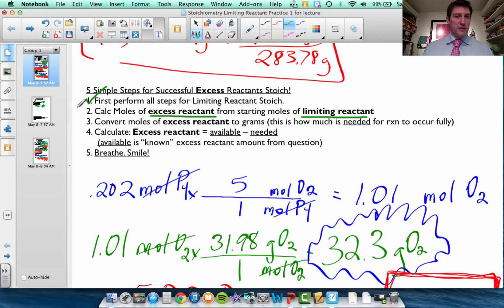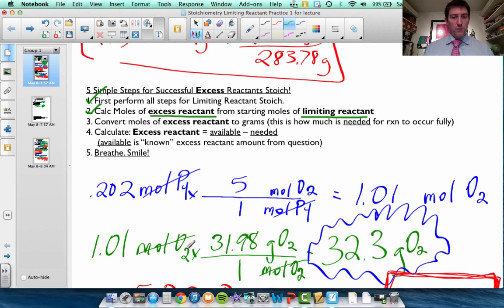The next part says, let me get rid of this, convert the moles of excess reactant, that's what we just answered for here, convert the moles of excess reactant to grams. This is how much is needed for the reaction to fully occur. So convert moles of excess reactant to grams. We have the moles of excess reactant right here. I've just moved it over here because I ran out of room. And I need to convert that into grams of excess reactant. So that's what I'm ending with over here.